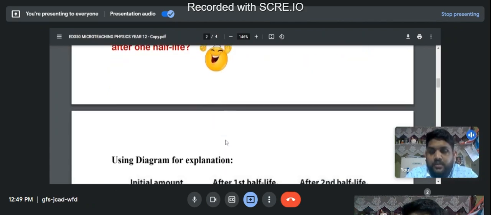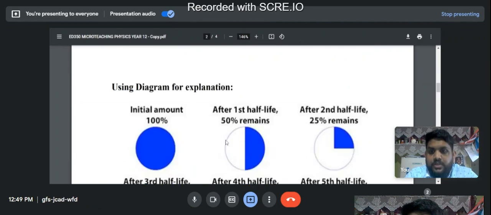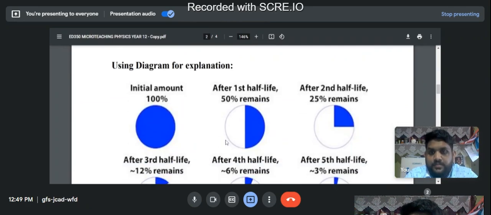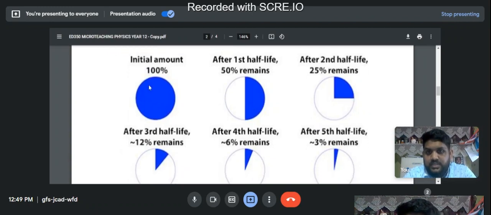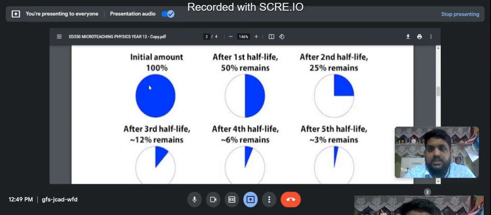Now you are ready for the further explanation, where I'll be using diagrams. For instance, this amount is given in percentage. Let's discuss percentage. Percentage is easy to understand. If I have 100%, 100% is the one whole, it is a full amount.